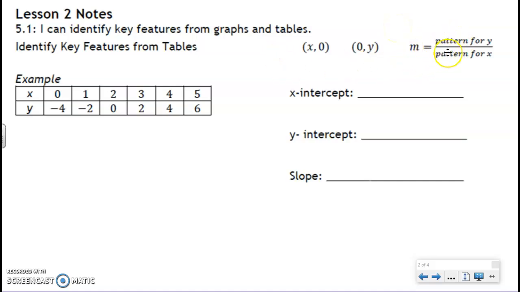And then m, the slope. For this, the easiest way to do this is to find the pattern for your y and the pattern for your x and make it a fraction, and then reduce if you can.